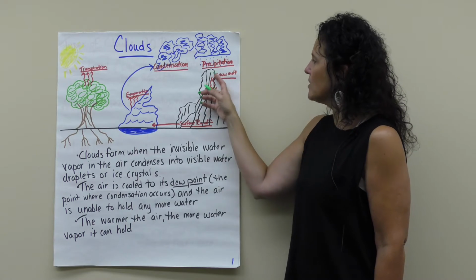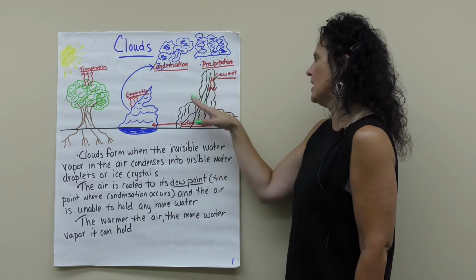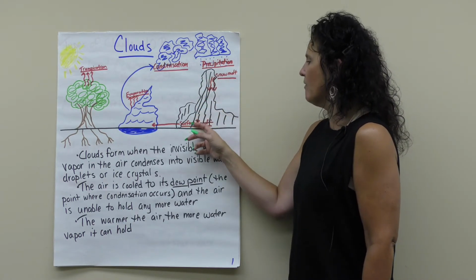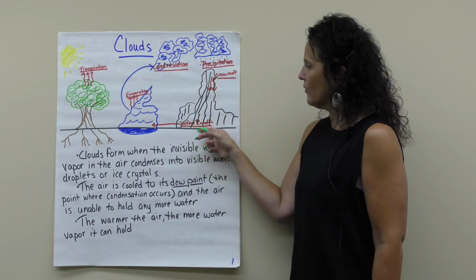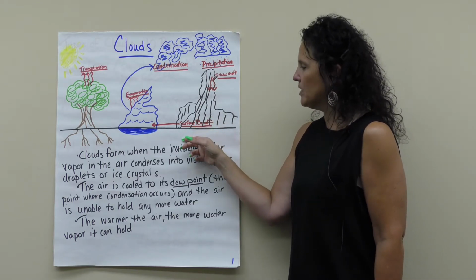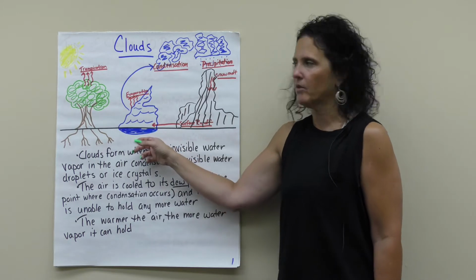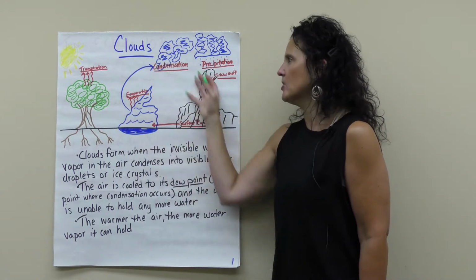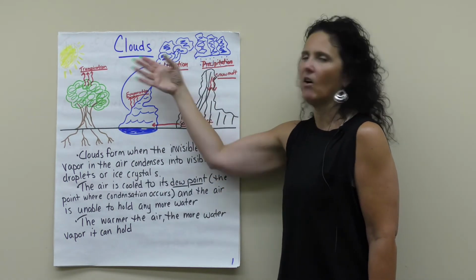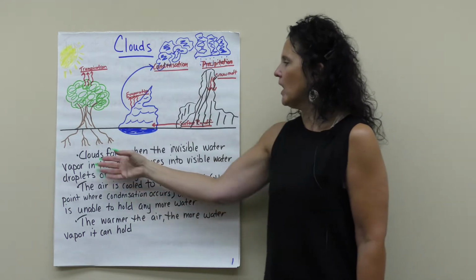We can also get this from snow melt. This kind of represents an iceberg, and the snow is melting off of it. And then this is called surface runoff. That water seeps into the ground and leads back into the water system. So it's just a big circle. But what we want to concentrate on today are the clouds. And how do clouds form?